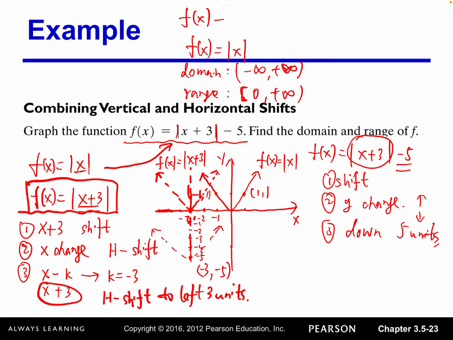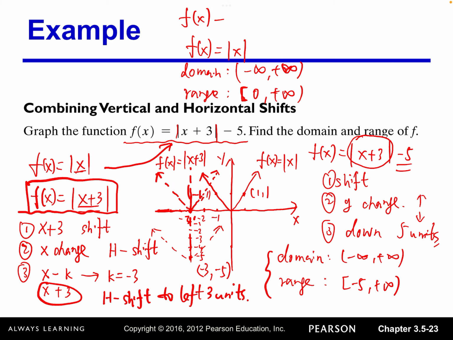Now, after we shift left 3 and then down 5, what will be the domain? The domain is still all real numbers, right? Even though we shifted to the left-hand side 3 units, it is still all real numbers. So the domain is still all real numbers. And then the range, what is that going to be? From 0 down 5 units, right? So that will be from -5 to positive infinity. This is the new function's domain and range. I hope that makes sense to you.